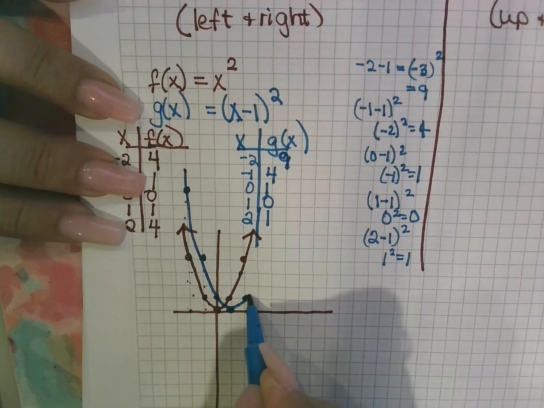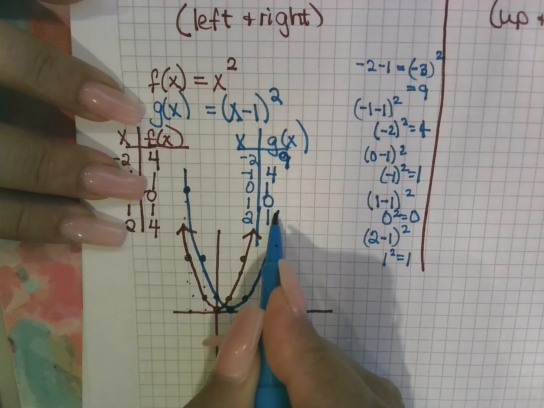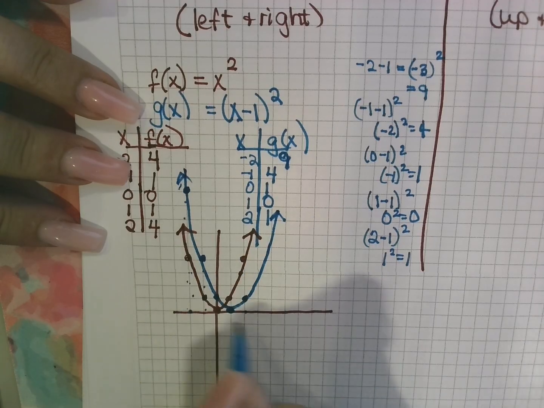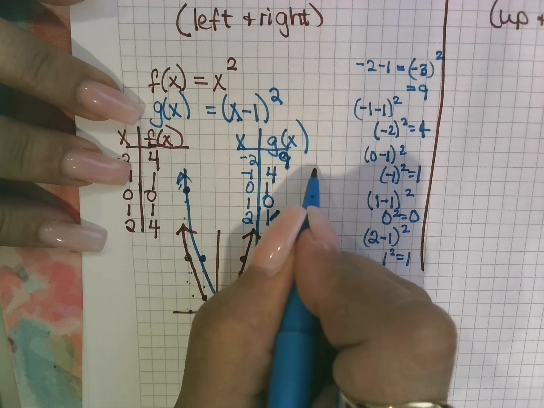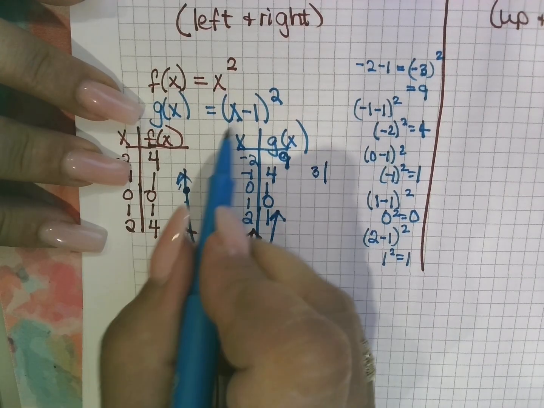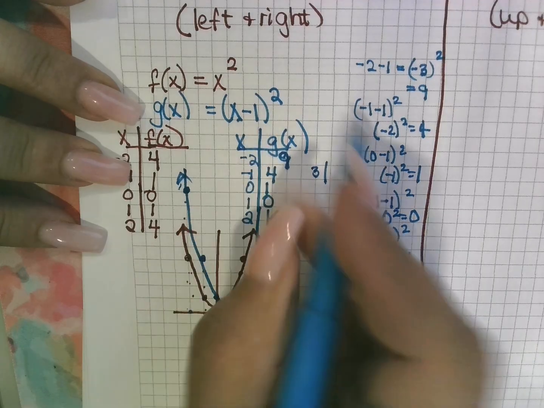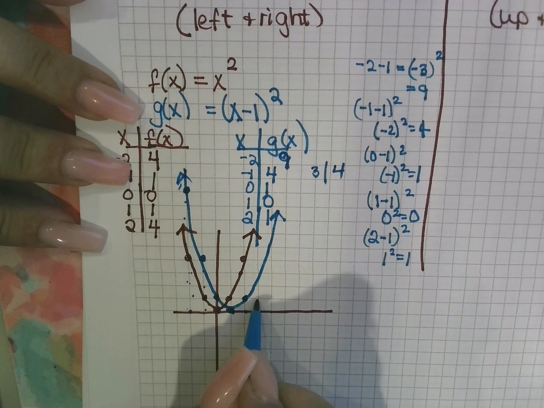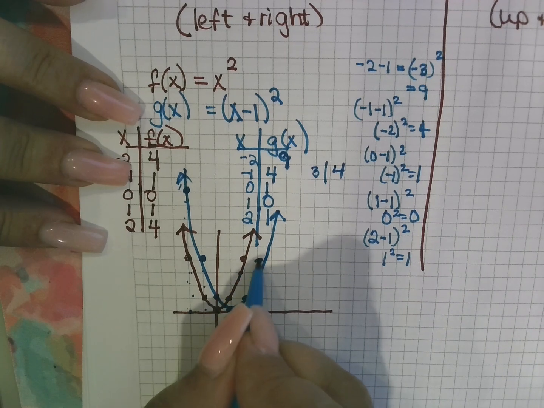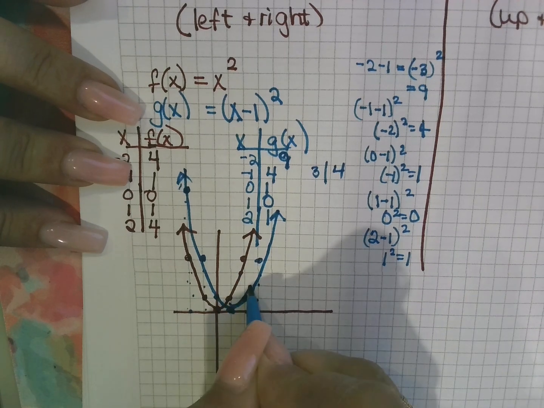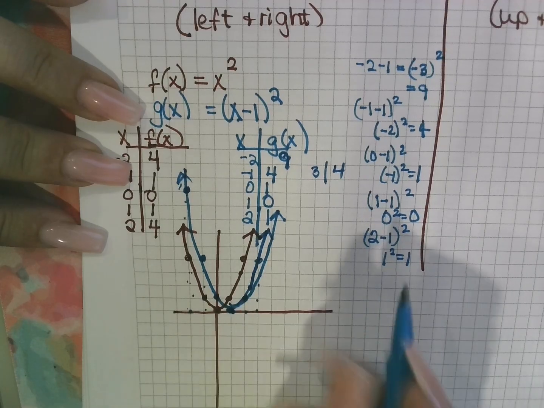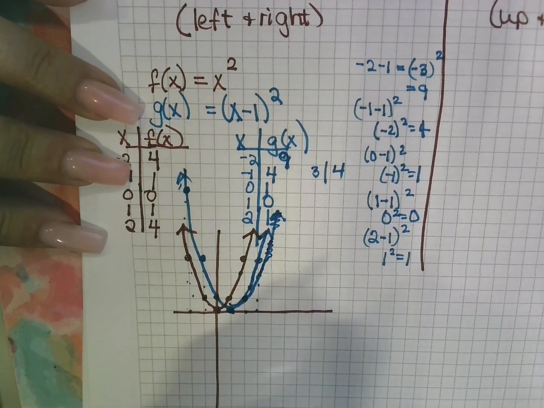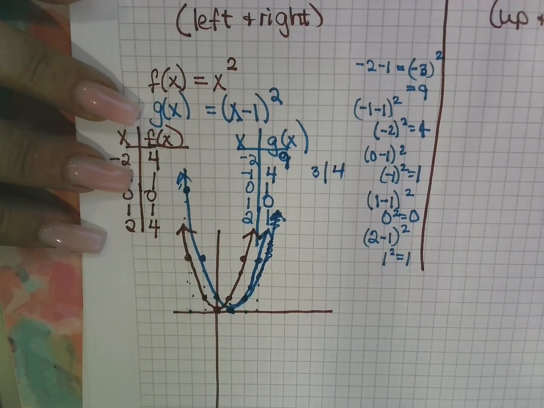And we could do one more point if we wanted to. If we did, for example, 3, if we plugged in a 3 here, we would get 3 minus 1, which is 2. 2 squared is 4. So that would be up a little bit higher there. Sorry about that. But you get an idea of what happened.